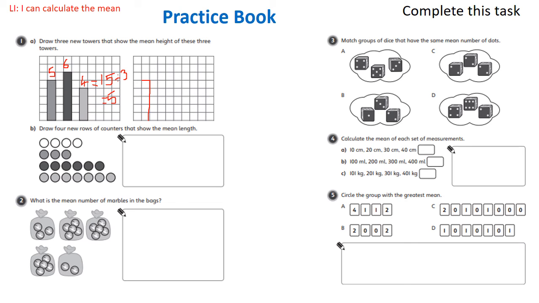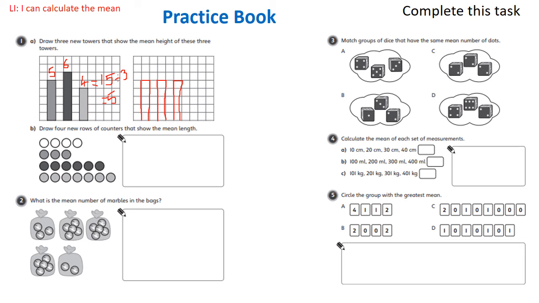So you're going to have 3 identical towers. So in B, this is the same sort of thing. You're going to end up with 4 identical lengths of counters. I'll let you do that one.